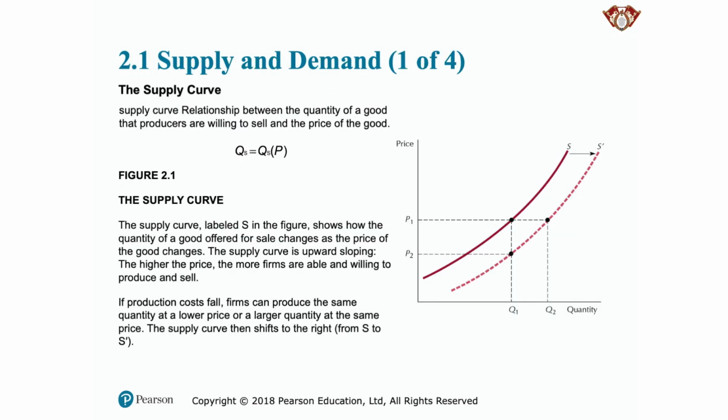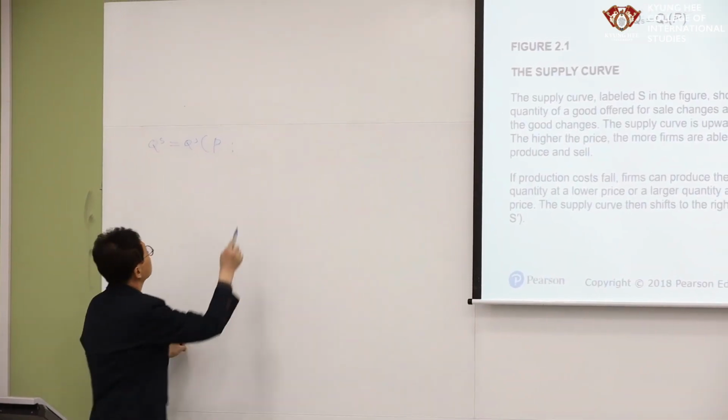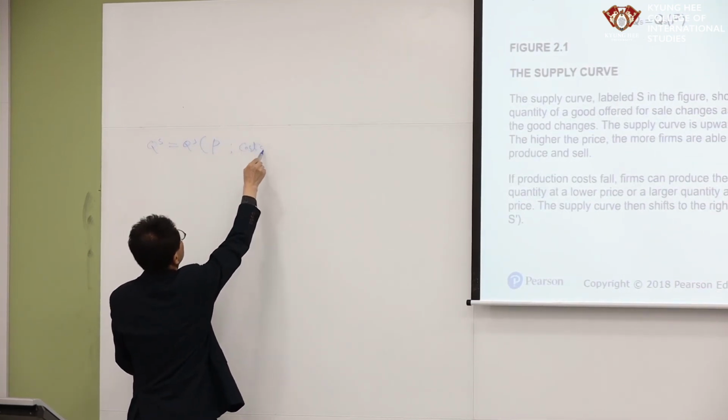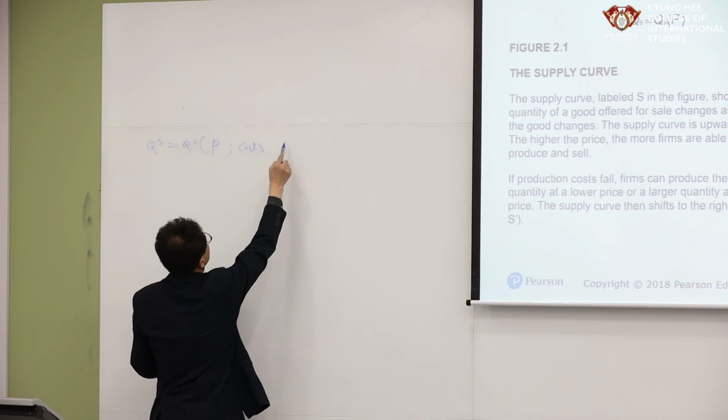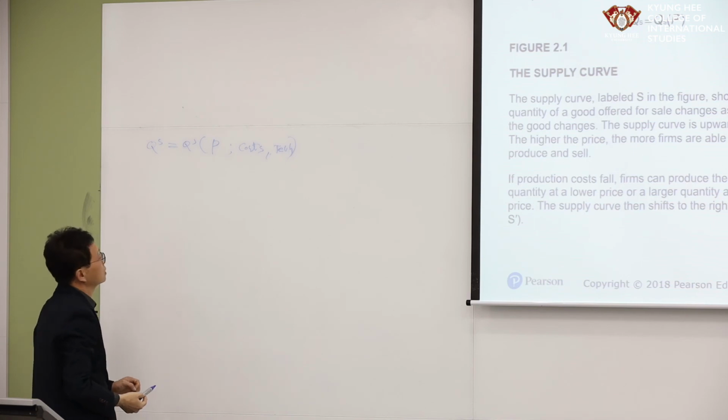Okay, the supply curve. The supply curve is the relationship between the quantity supplied that producers are willing to sell and the price of the good, right? Quantity supplied is a function of its own price and others, so production costs, for example, lots of costs like this, and for example, technology, productivity level, like this, right?